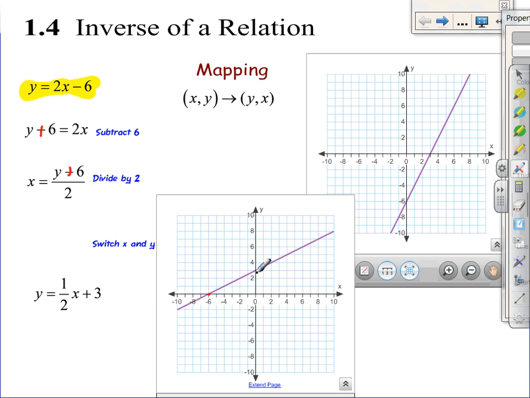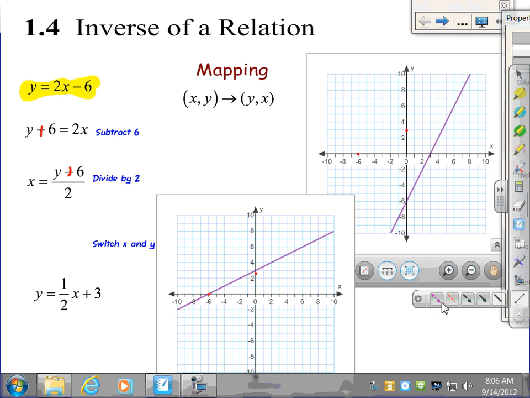So I'm going to graph this again. I've got a point here and a point here. I'm going to move that over to here. So that's at 3 and at minus 6, and connect the dots.